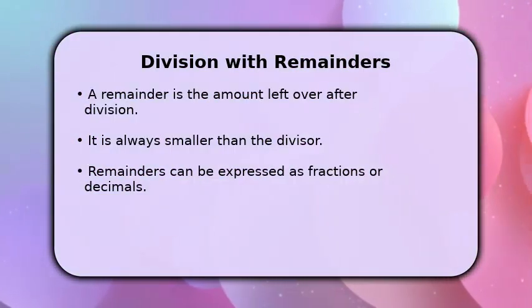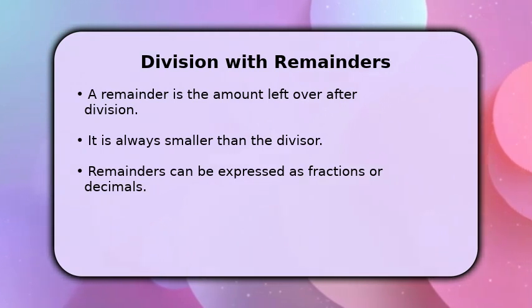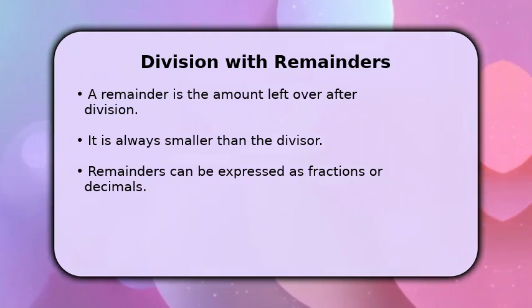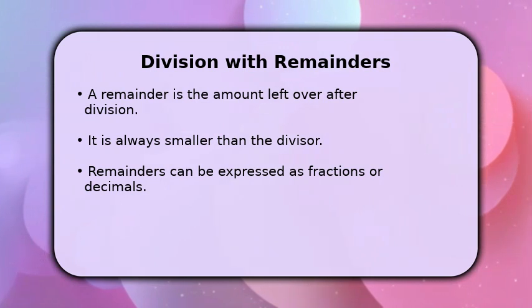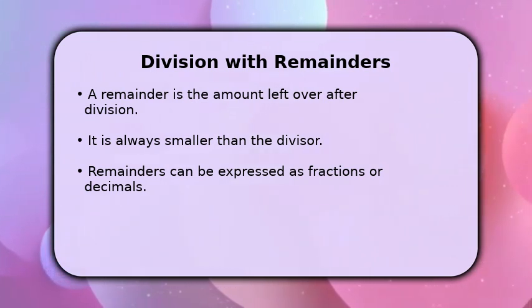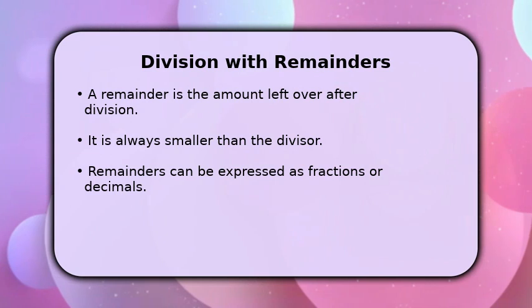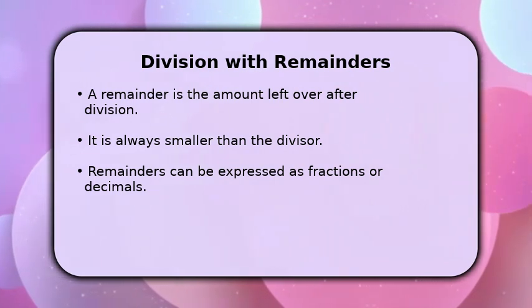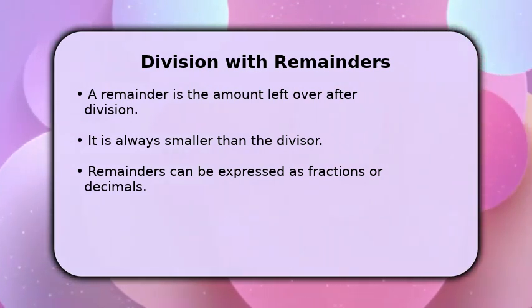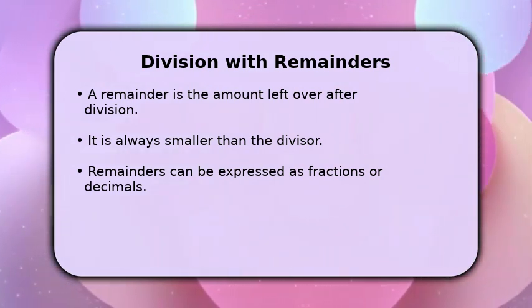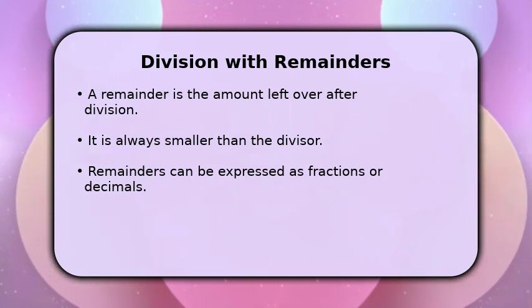Sometimes, when you divide, one number doesn't fit perfectly into another, leaving an amount left over. This leftover amount is called the remainder. The remainder will always be smaller than the divisor. You can express remainders as a whole number or convert them into a fraction or a decimal for more precise answers.